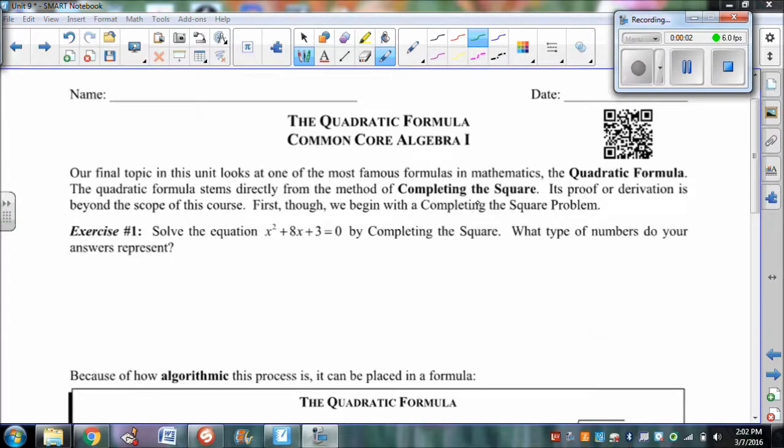The quadratic formula. So it says in here, our final topic. This isn't our final topic in this unit. We're going to spend some more time. I'm going to add a couple things in before we wrap up the unit.